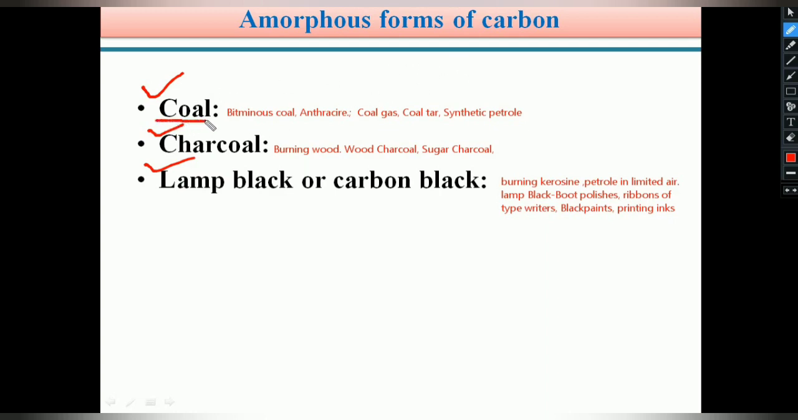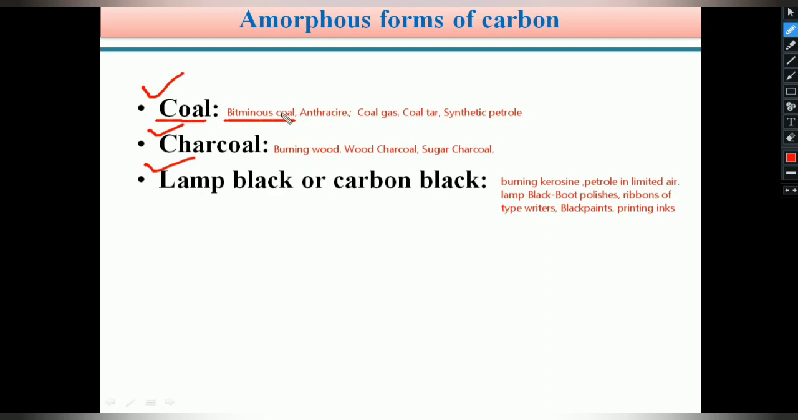Students, coal we know very well. It is obtained naturally in coal mines. Generally, in nature, a large amount of bituminous coal is available. This bituminous coal, on burning, produces a lot of heat, along with a large amount of smoke. When you burn bituminous coal, a large amount of smoke is evolved.